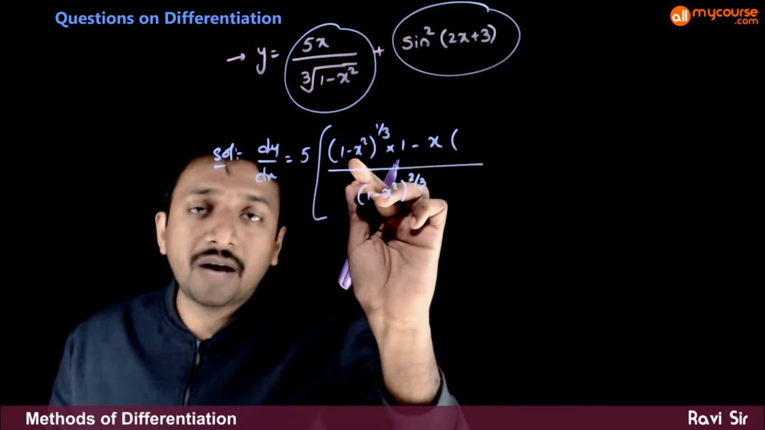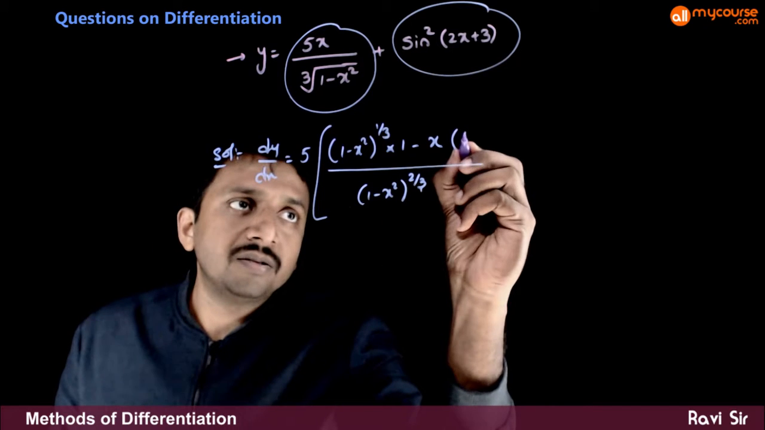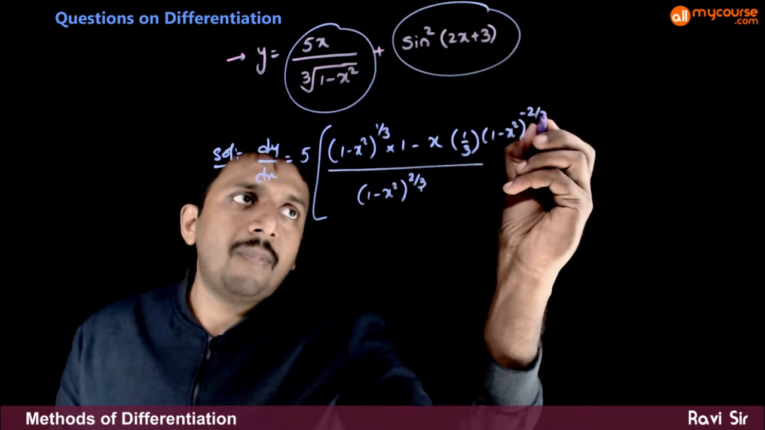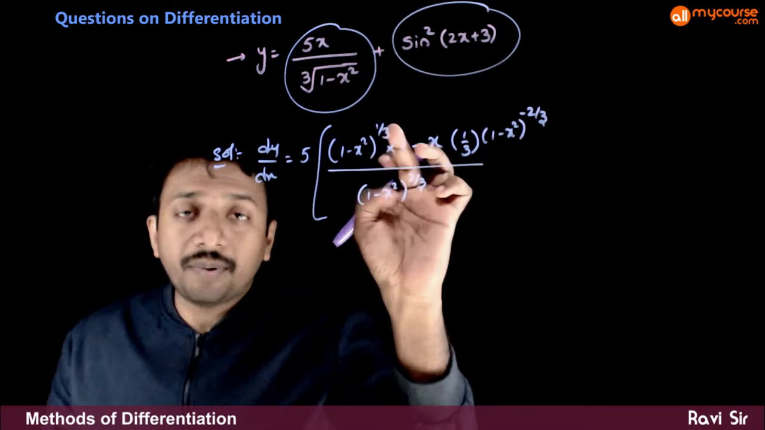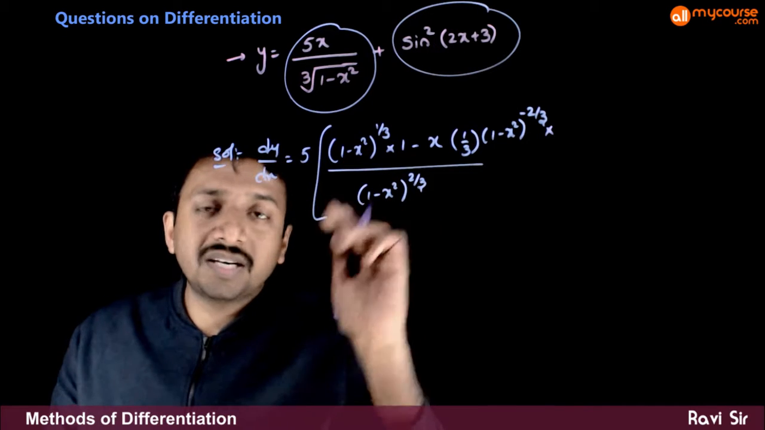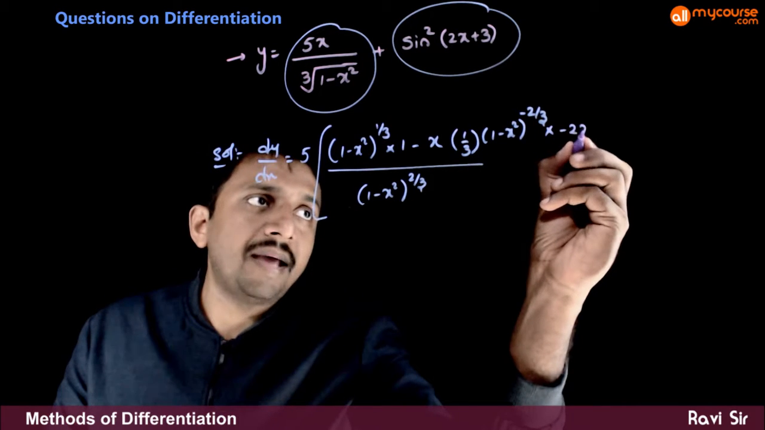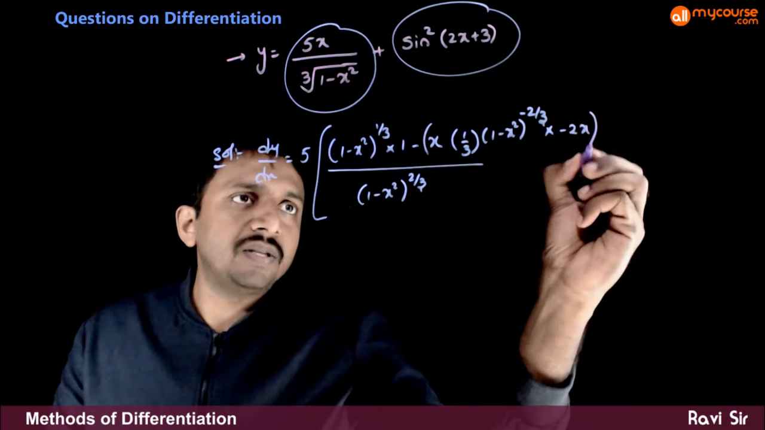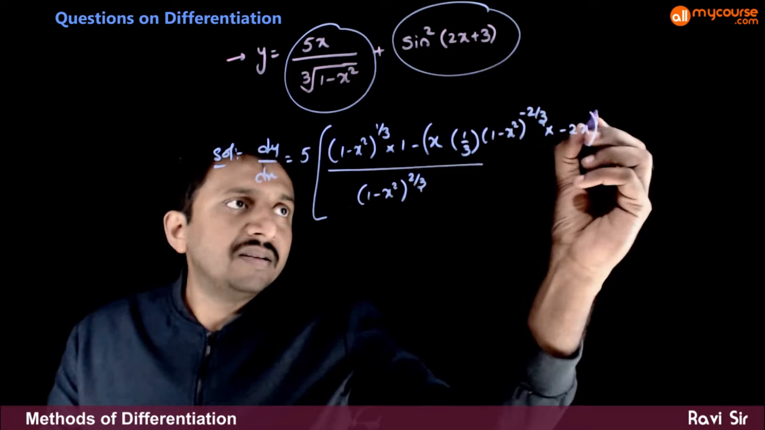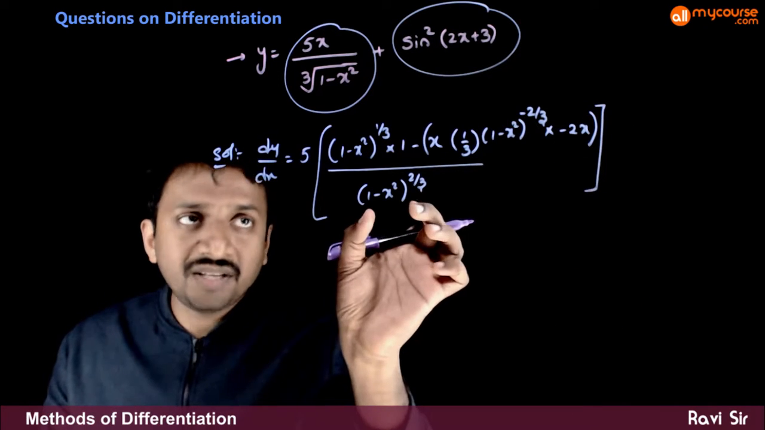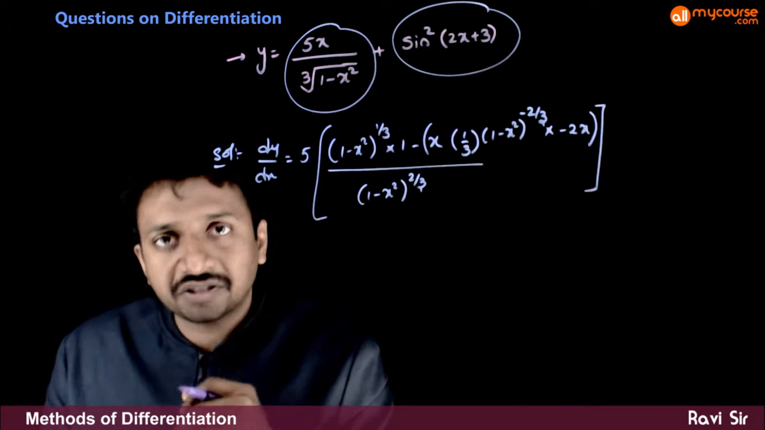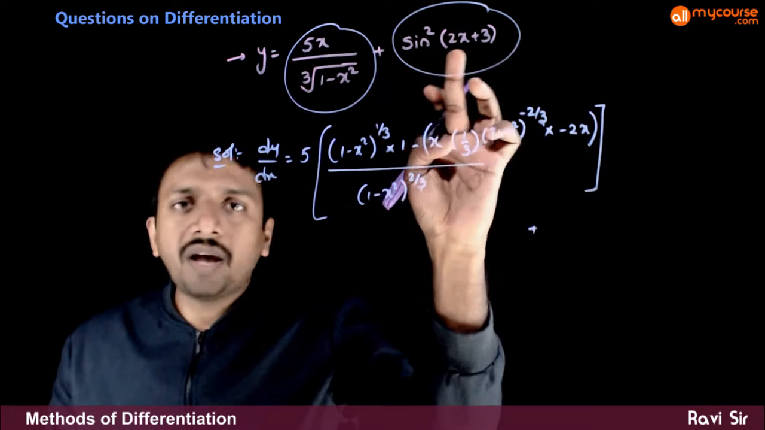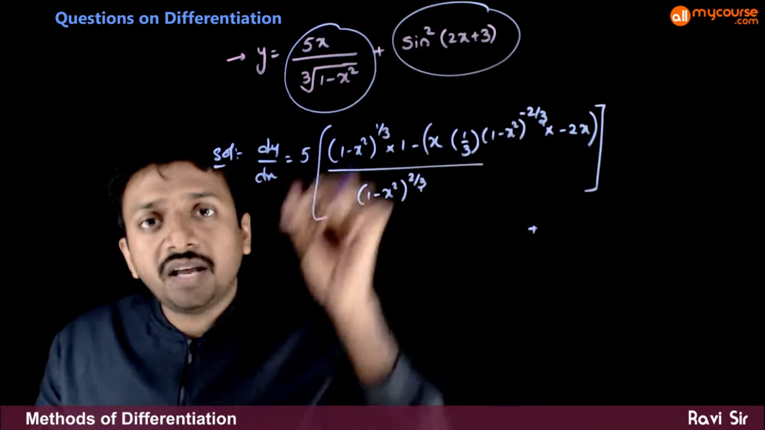What is the differentiation of 1 minus x square whole power 1 by 3? So 1 by 3 times 1 minus x square whole power minus 2 by 3. n into a power n minus 1 times, what is the differentiation of 1 minus x square? Minus 2x. So this complete thing is v dash. So you have v square, v u dash minus u v dash, u is x into v dash.